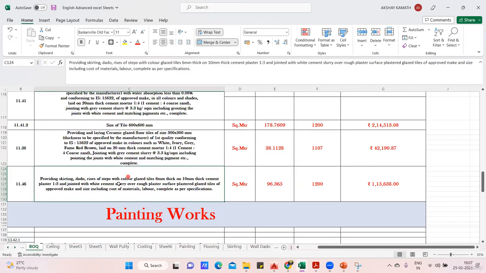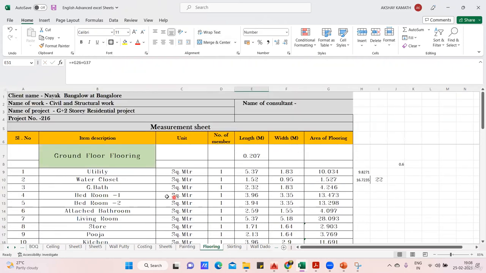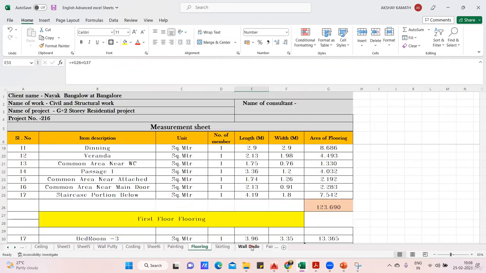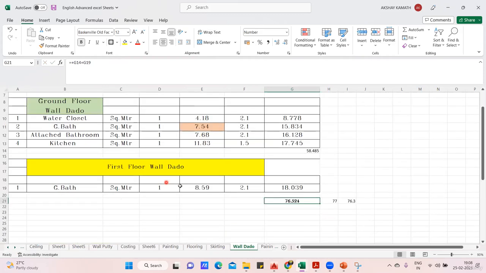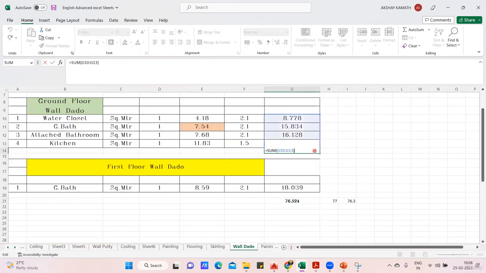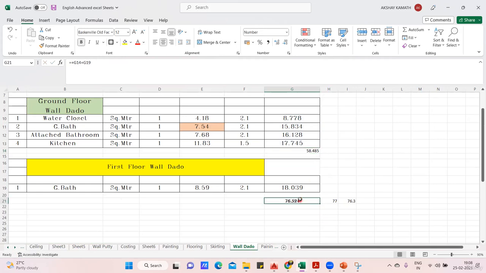Wall dado. Yeah. See, this includes providing skirting dado. What is dado? You remember, no? Whenever I was teaching you the flooring part, I told you here wall dado will come like this part. You see, this is wall dado. Separately I did. So again, wall dado, how much is the quantity you have? So this is 58.485 square meter, and this is 18. So total it is 76.524 square meter wall dado.